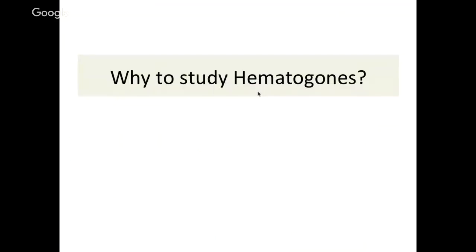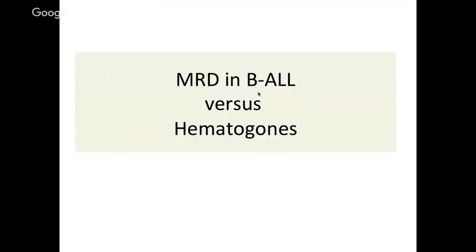Now, why do you study hematogones? As I mentioned, very important. Minimal residual disease in B-cell ALL resembles hematogones on morphology. So many times, post-induction marrows, when we get day 28 or day 30 bone marrows in B-cell acute lymphoblastic leukemia, we have 10%, 8%, 12% blast-like cells, which we think are blasts. So in our reporting, we write 10% blast slash hematogones, and then we need to confirm by flow cytometry.